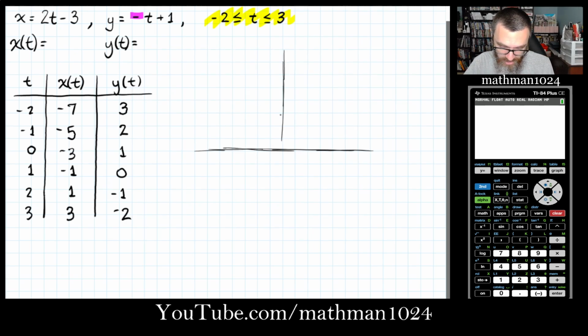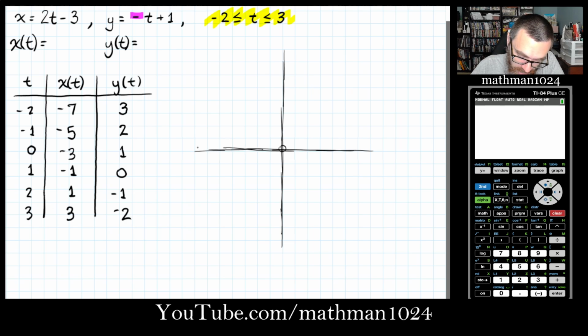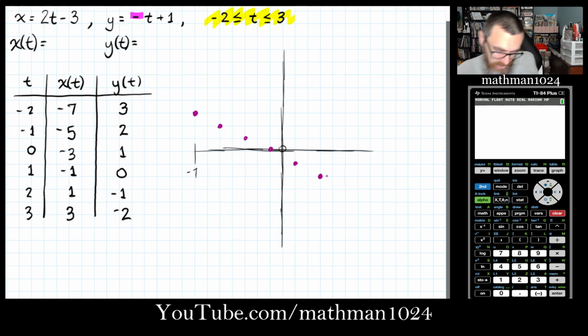And because I've got my graphing grid here, I'm going to go ahead and set up, there's my origin. We've got -7, +3. So here is -7 and +3. It's going to be that guy right there. Then we have -5, +2, -3, +1, -1, 0, 1, -1, and 3, -2. So this is going to be our graph.